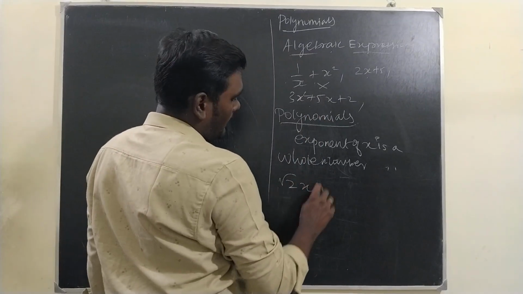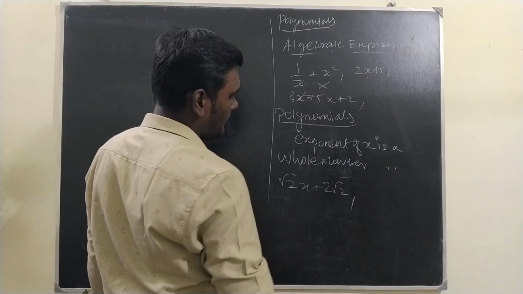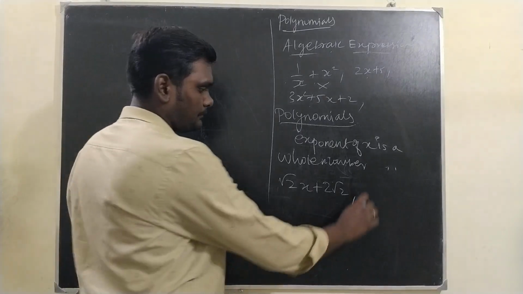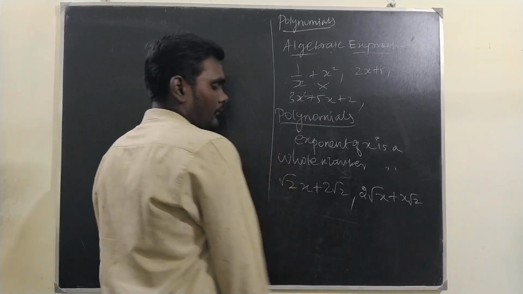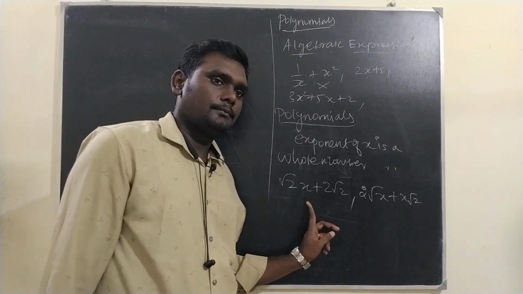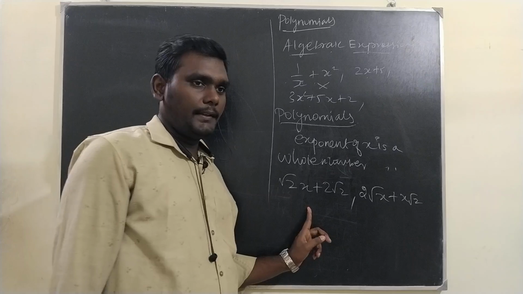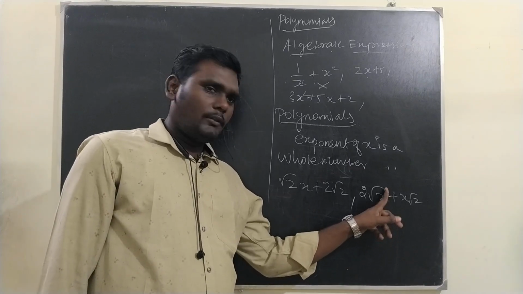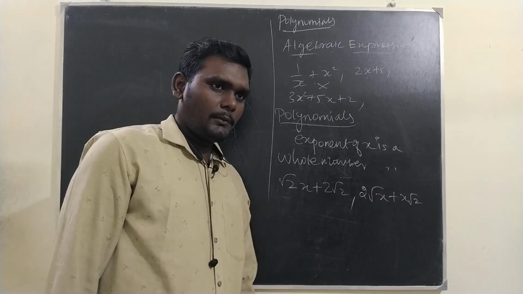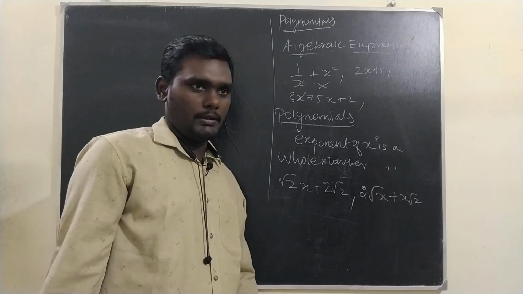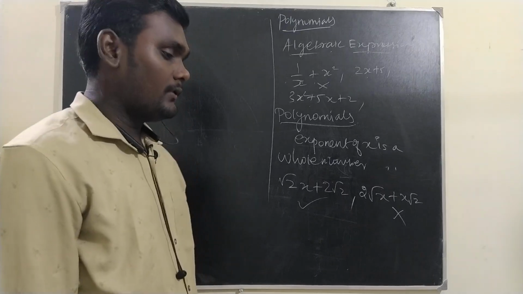Okay. So root 2x plus 2 root 2, that's all. Is this a polynomial? Check the powers of x. Whole number? Yes, it is. Here we check the power of x, one whole number. Is this 1? Root x means what? x power 1 by 2. It is not a whole number. So this guy is not a polynomial, but this guy is a polynomial. This type of question you should be aware of: which is a polynomial, which is not a polynomial.